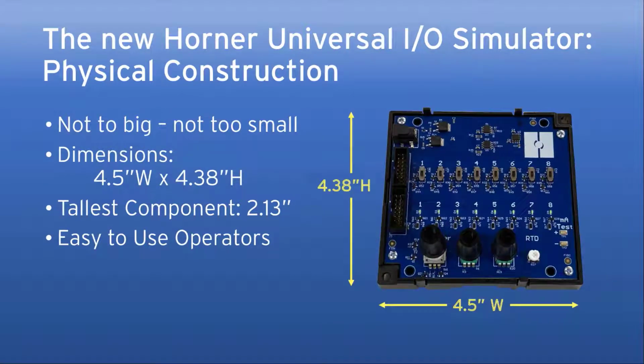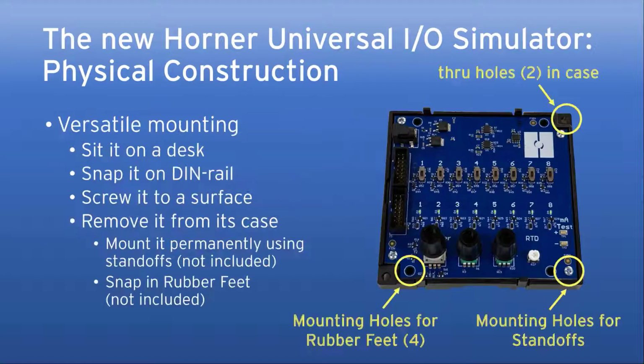Now let's take a look at the physical construction of the I/O simulator. I think it's a good size. It's not too big, not too small. It's about 4.5 inches square. The tallest component is a little more than 2 inches tall. And things are big enough where it's pretty easy to use the knobs and the switches that you're going to use to simulate your actuators and your sensors in the field. There's really only one specific operator that needs to be operated with a screwdriver. Everything else is pretty easy to use by hand.